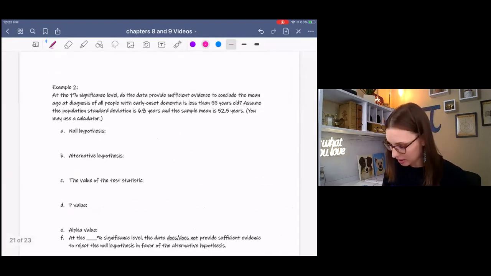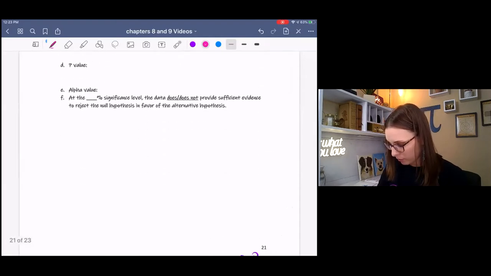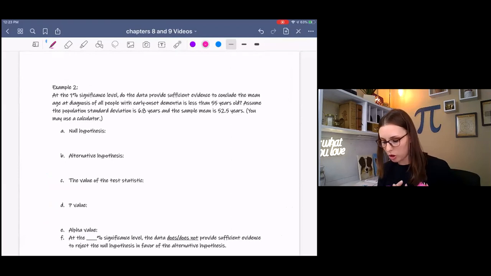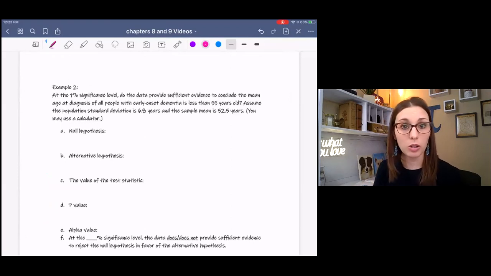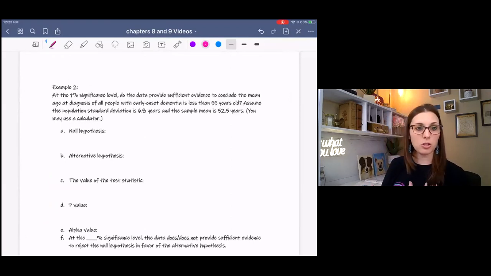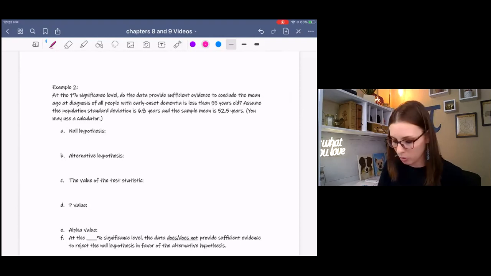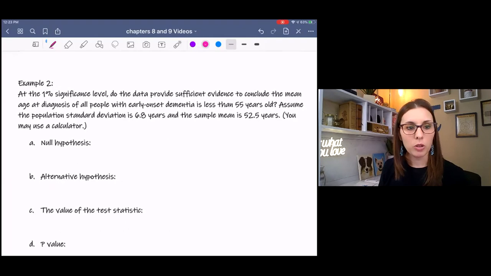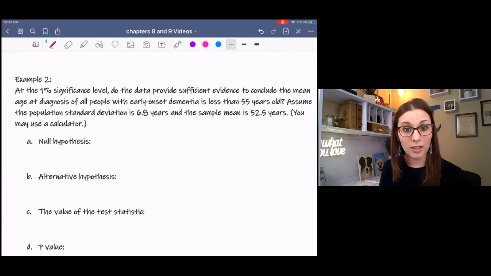Okay, this is the last example for this video, and I want you to either do it by hand or by calculator or both, whatever you prefer, but this is just a practice problem. So read this problem. Oops, let me zoom out a little bit more. And go ahead and try it, and then come back and check your work.